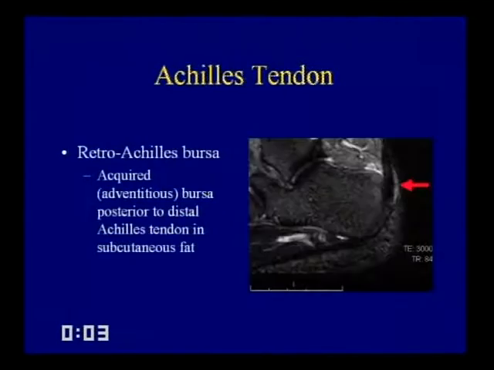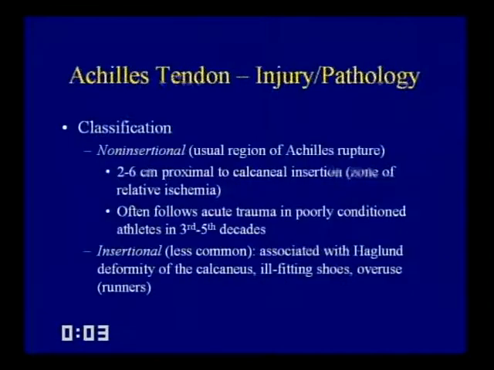There's another bursa called the retroachilles bursa, which is an acquired or adventitious bursa. That just means that you're not born with this, but it results from ill-fitting shoes, etc. And it's a bursa that's posterior to the distal Achilles tendon, situated in the subcutaneous fat. Now, as far as injury and pathology goes, you can classify it broadly into non-insertional and insertional. Non-insertional is the usual region of Achilles rupture. It's about 2 to 6 centimeters proximal to the calcaneal insertion in a zone of relative ischemia.